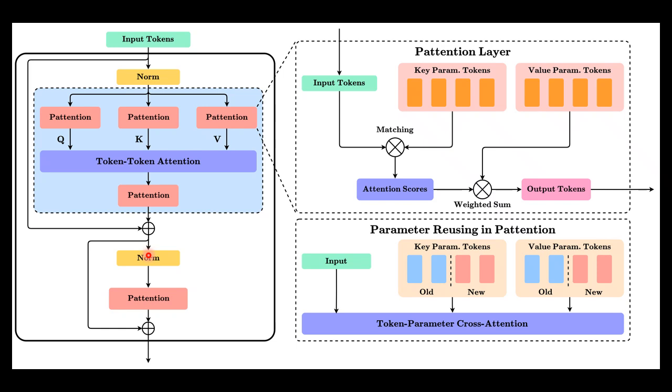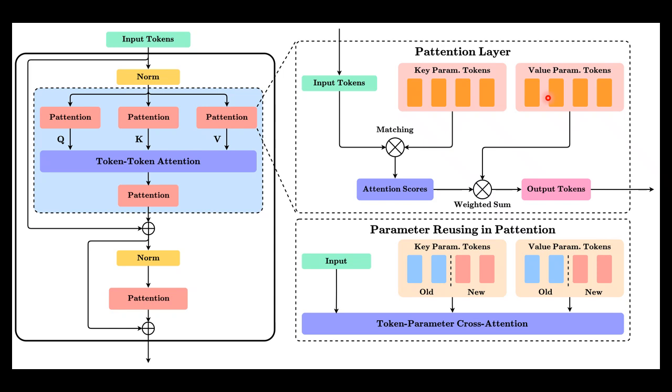Here's how it works. The query is still the input token, but the keys and values are no longer derived from the input. Instead, they are learned parameter tokens. You can think of them as a set of trainable memory slots. So the token asks a question and these parameter tokens respond. This looks like attention, behaves like attention, but functionally it replaces what linear layers used to do.